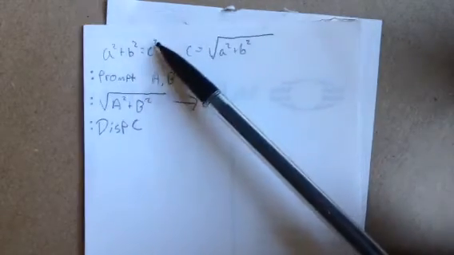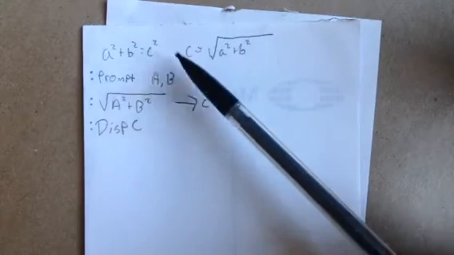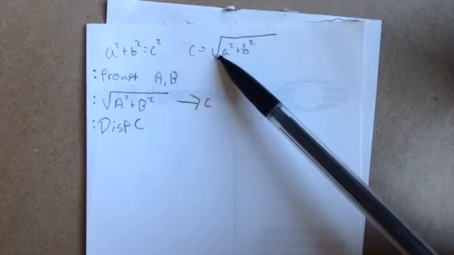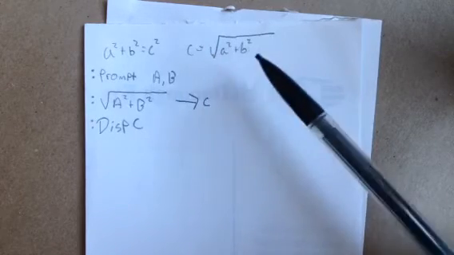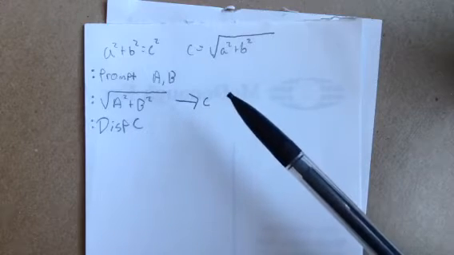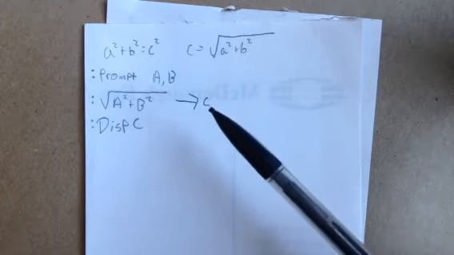So if you take the square root of this side to try to get rid of that squared symbol, you get c equals, and since you had to do the square root to both sides, the square root of a squared plus b squared. Alright, so now that we have our formula, we are ready to write our program.